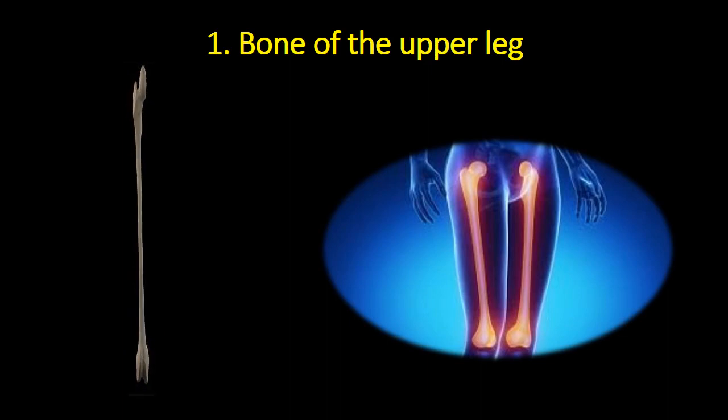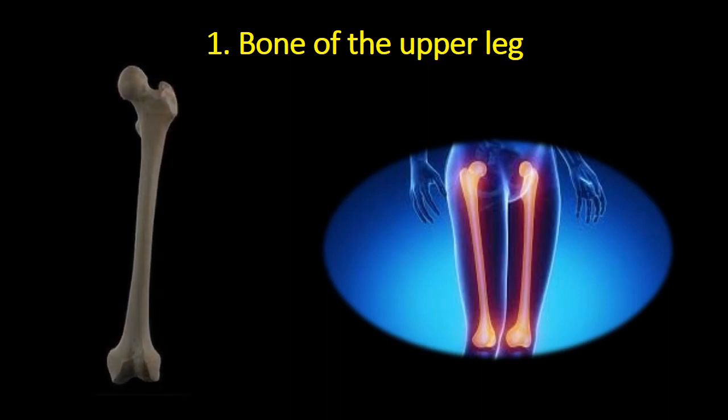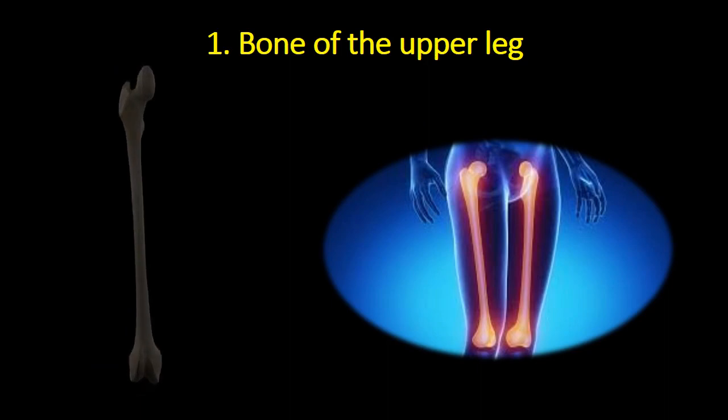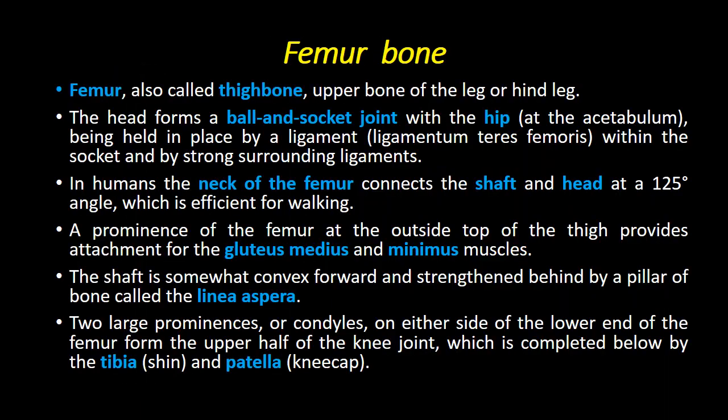So let's move to the first compartment, the bones of the upper leg. It's very easy to study because there's only one bone. It's the femur. Femur, also called thigh bone, the upper bone of the leg. The head forms a ball and socket joint with the hip, being held in place by a ligament within the socket and by strong surrounding ligaments.